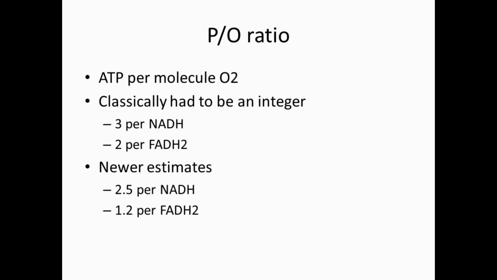So we'll see how much ATP we will get from each molecule of O2. Classically it had to be an integer. There will be 3 ATP from one NADH molecule and 2 ATP from one FADH2 molecule. But a newer estimate says that it is 2.5 ATP per NADH molecule and 1.5 ATP per FADH2 molecule.